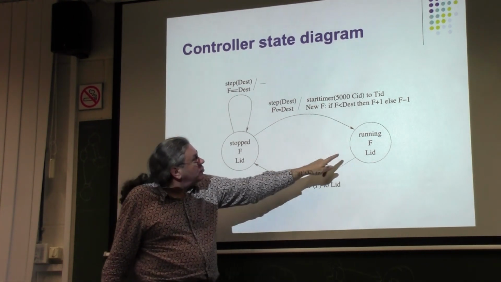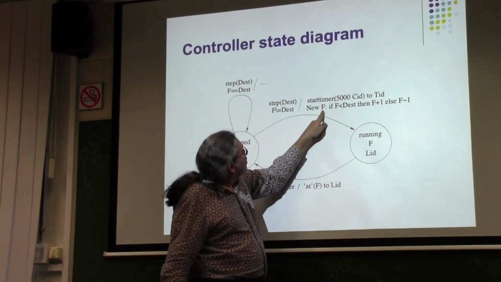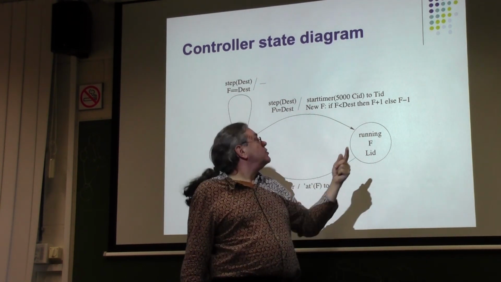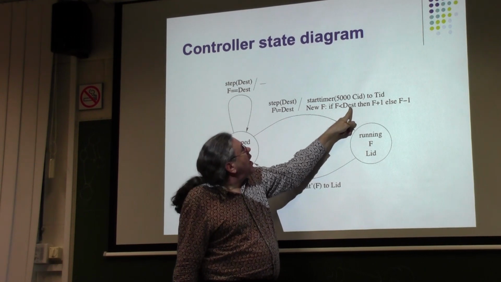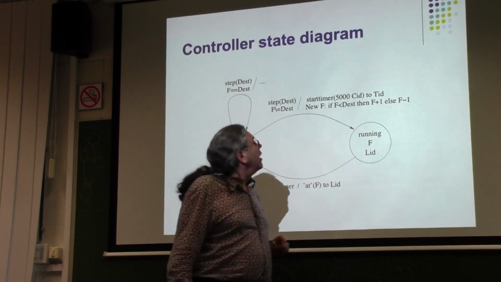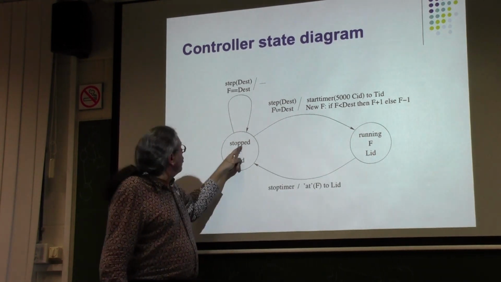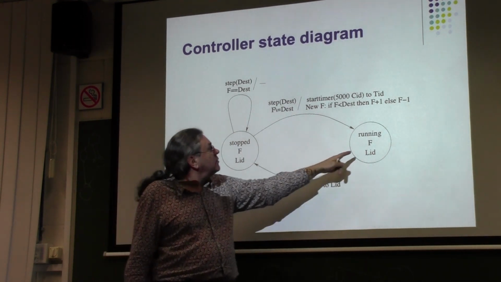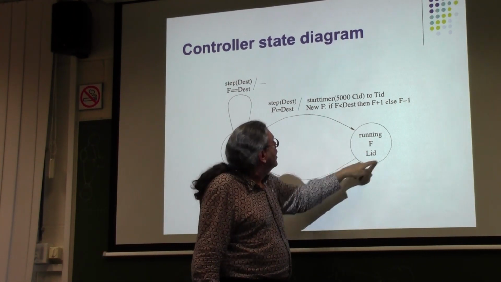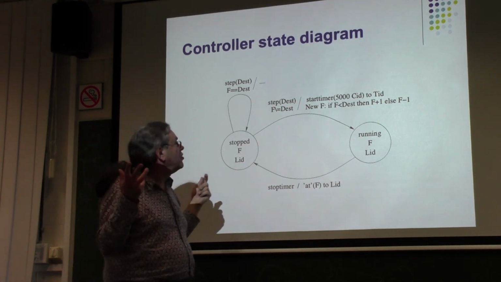So the state will change, so we have to compute the new state. I'm going to do it like this. New F: if F is less than destination, then I have to go up. So if I have to go to floor 30, I'm at floor 10, then the new one will be F plus 1. Otherwise it's F minus 1, okay? So the new F here will either be the old F plus 1 or minus 1. If it goes up 1, then I'm in this state, and I stay here until something happens that I change.